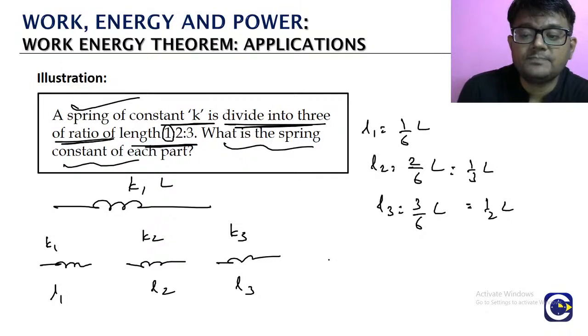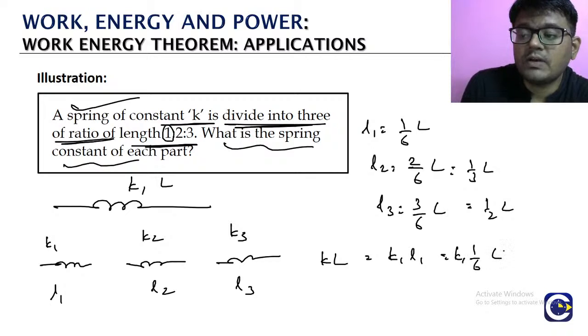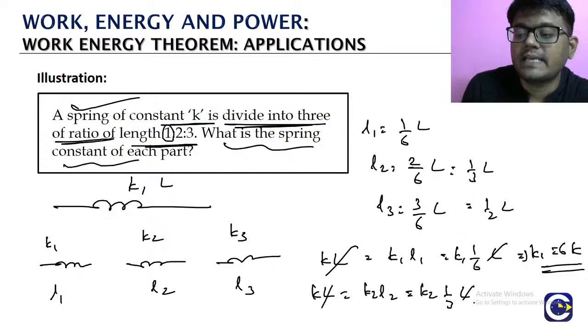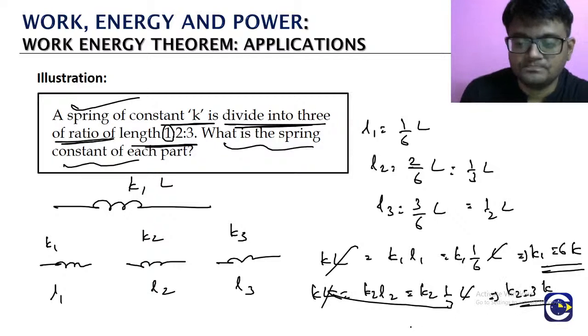Now what is the result we have? The original spring constant K into its length will be equal to K1 into L1. But what is L1? 1/6 into L, right? So L will get cancelled, and K1 is equal to 6K, as 6 goes to the numerator. Second, again K into L is equal to K2 into L2. L2 is 1/3 L. Here also L will get cancelled, 3 will go to that side, which means K2 is equal to 3K.